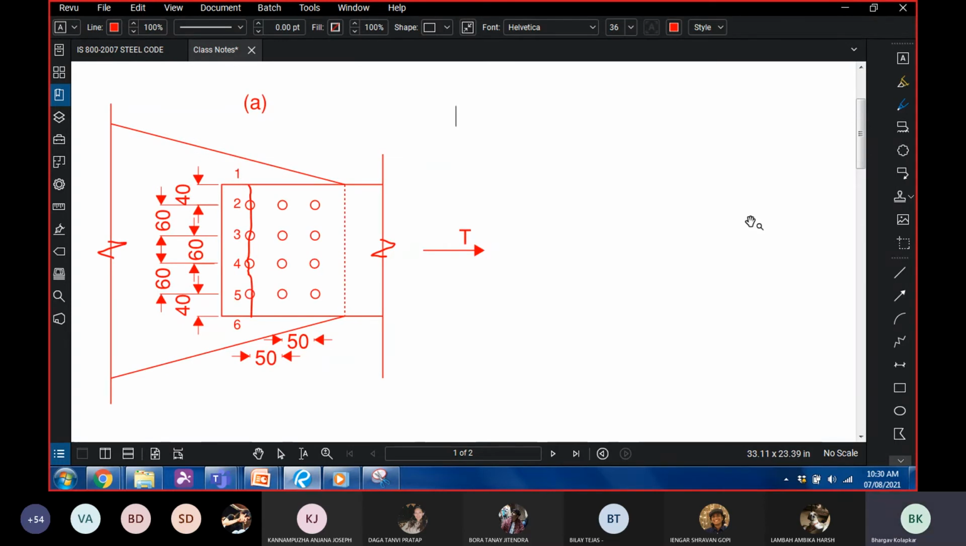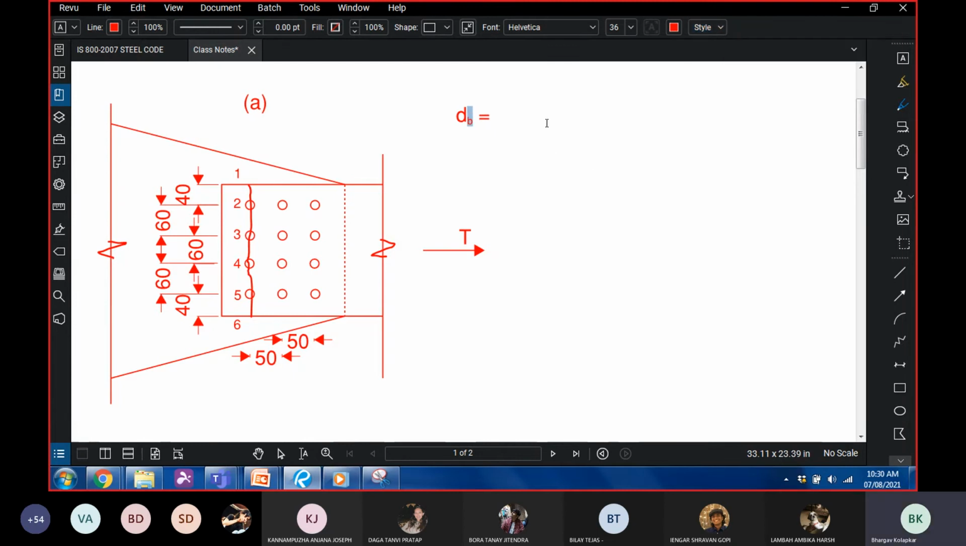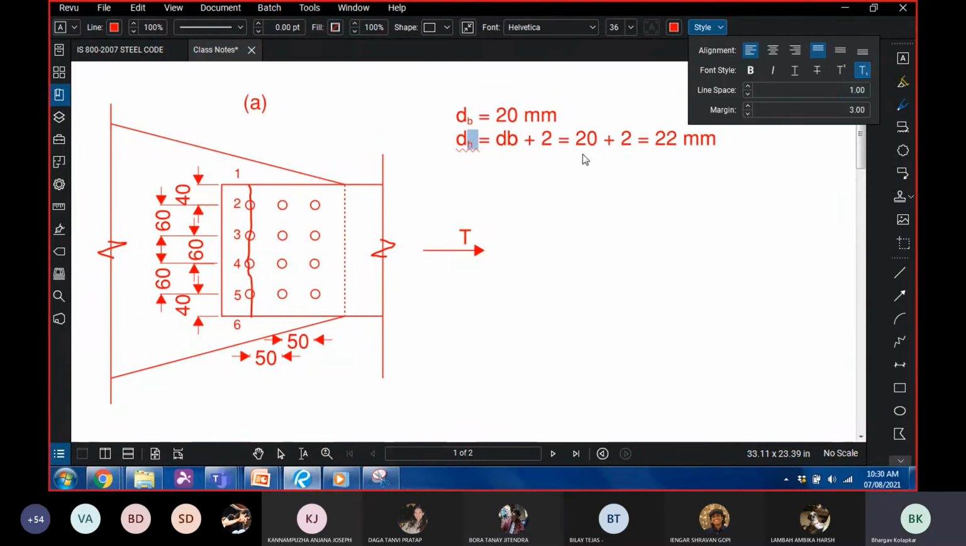The first thing is that we've been given the diameter of bolts, but not of the holes. The diameter of bolt, d_b, is equal to 20 mm. So the diameter of hole, d_h, is equal to the diameter of bolt plus 2, which is 20 plus 2, which is equal to 22 mm.